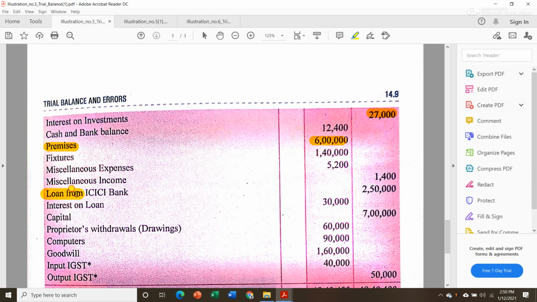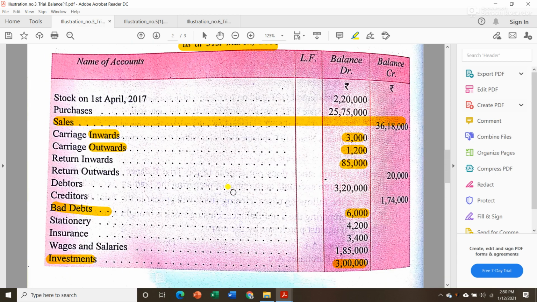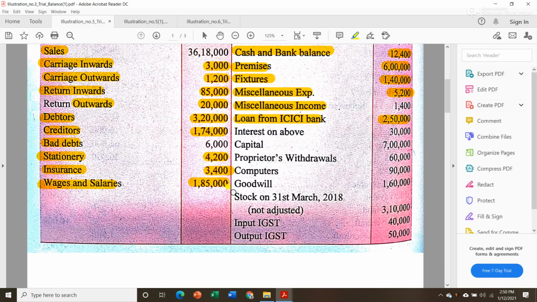See, loan from liability 2,50,000 will be recorded on the credit side. Then next amount we have interest on above. Interest on above is nothing but interest on this loan from ICICI Bank. Now when we take loan from anyone, we are supposed to pay interest to them. So interest is nothing but our expenses. So this 30,000 will be recorded on the debit side.